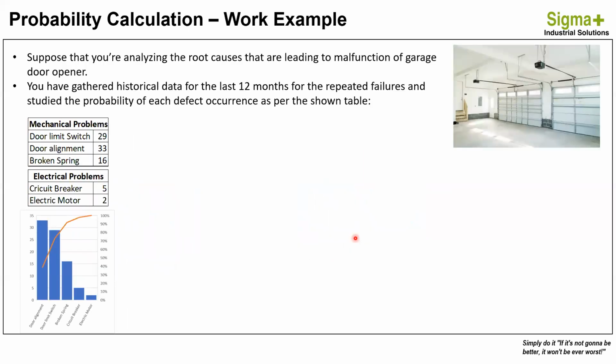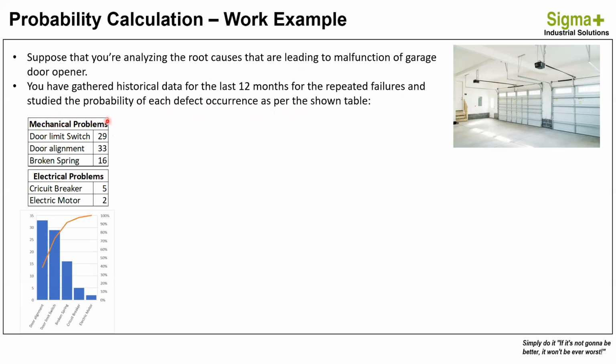So let's take a work example now so we can practically understand how to implement those simple formulas in real working life. Suppose that you're analyzing the root causes that are leading to malfunction of a garage door opener. You are a manufacturer of door openers and you want to improve the reliability of your design, right? So you have gathered the historical data for the last 12 months for the repeated failures and studied the probabilities of each defect occurrence as per the shown table.